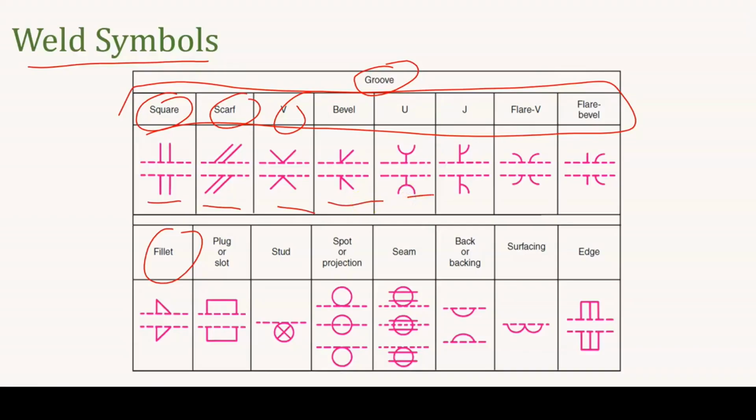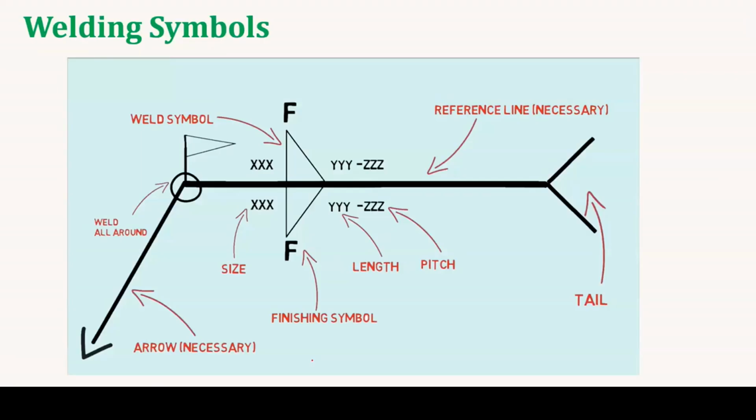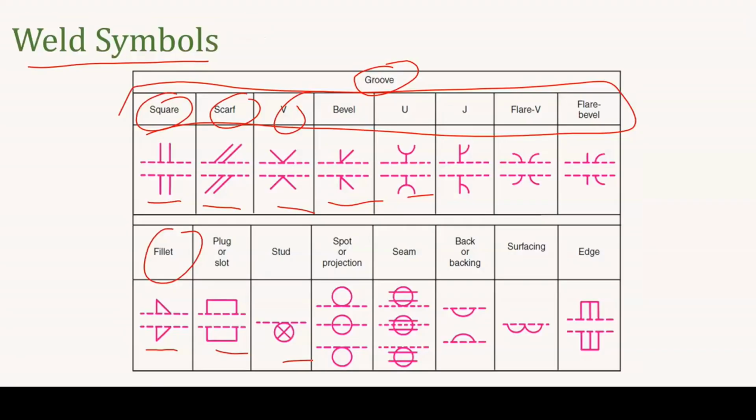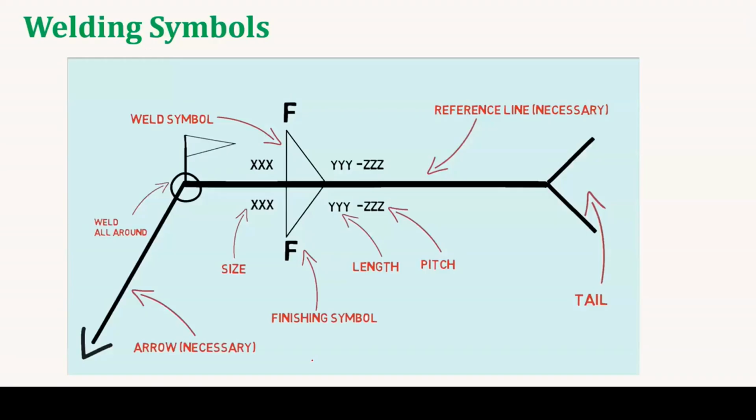Bevel, and same as fillet, you can see these are the different fillet symbols. So this will be put into the weld symbols in the engineering drawing. So this is the weld symbol, and the welding symbol all put together is nothing but the welding symbol. So this is the nomenclature of a welding symbol. I will explain this in detail.